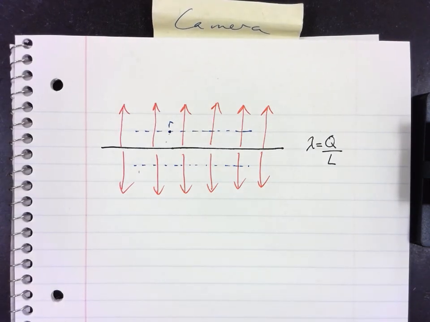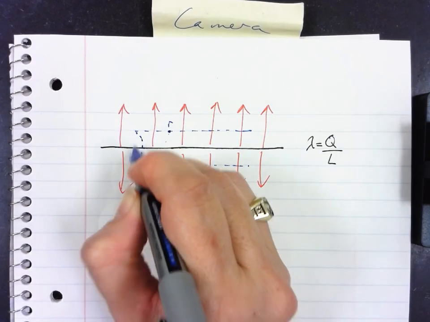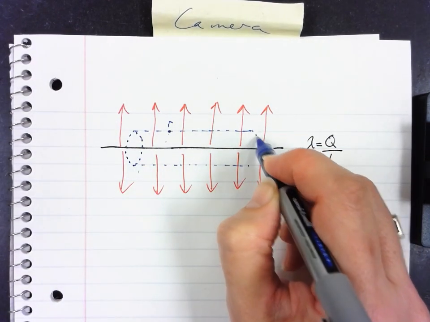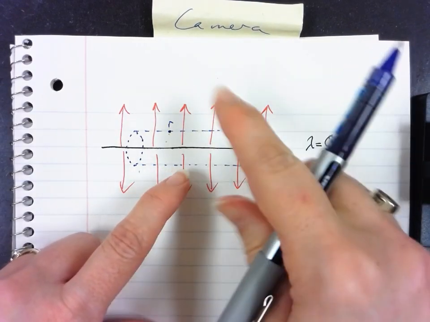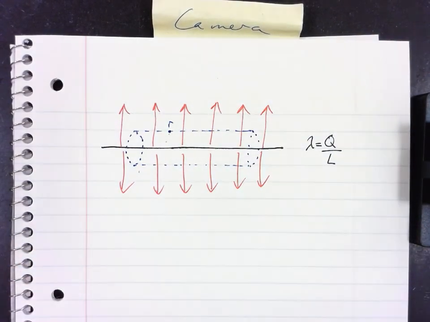This is not a rectangle. Remember, this is a 3D surface. This is a cylinder, because on the cylinder, every point on the curved surface has the exact same electric field strength.